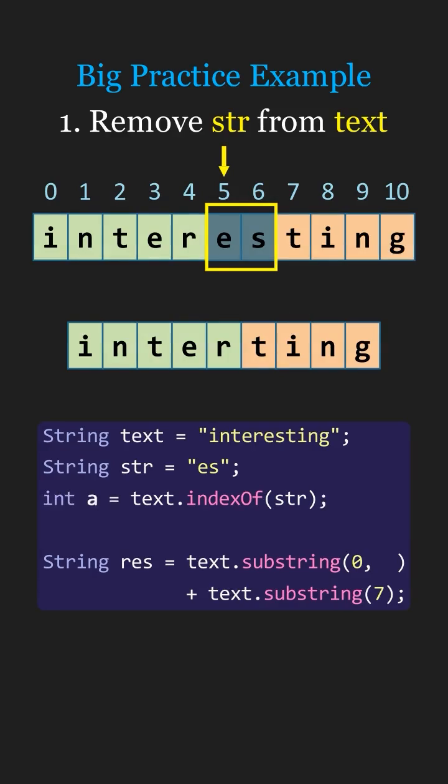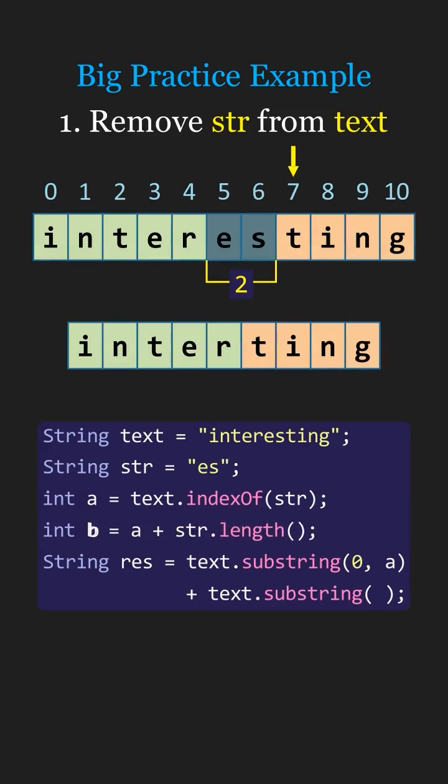Let's call it a. 7 is 5 plus 2. Here 5 is a, and 2 is the length of "es", that is str.length. Let's call it b. So res is substring from 0 to a plus substring from b.